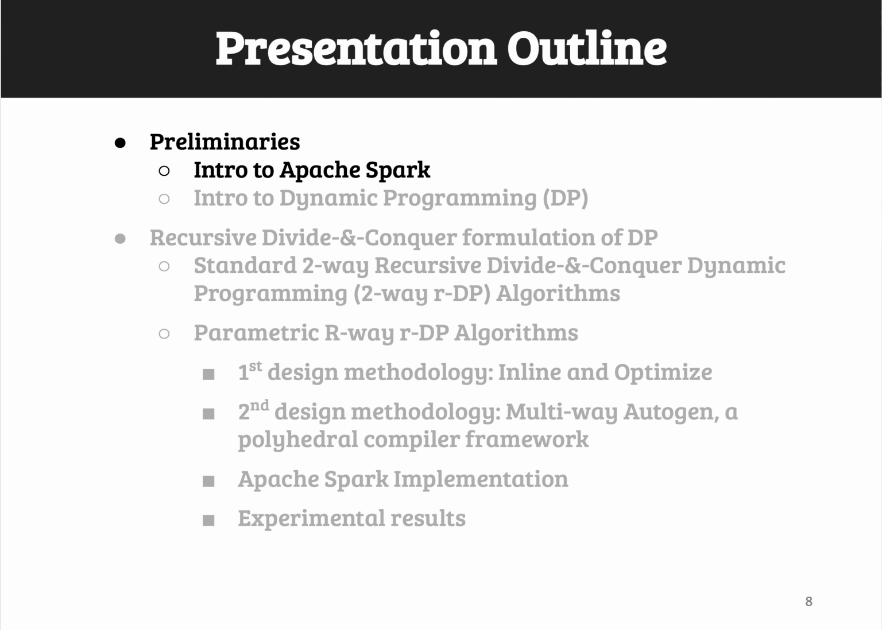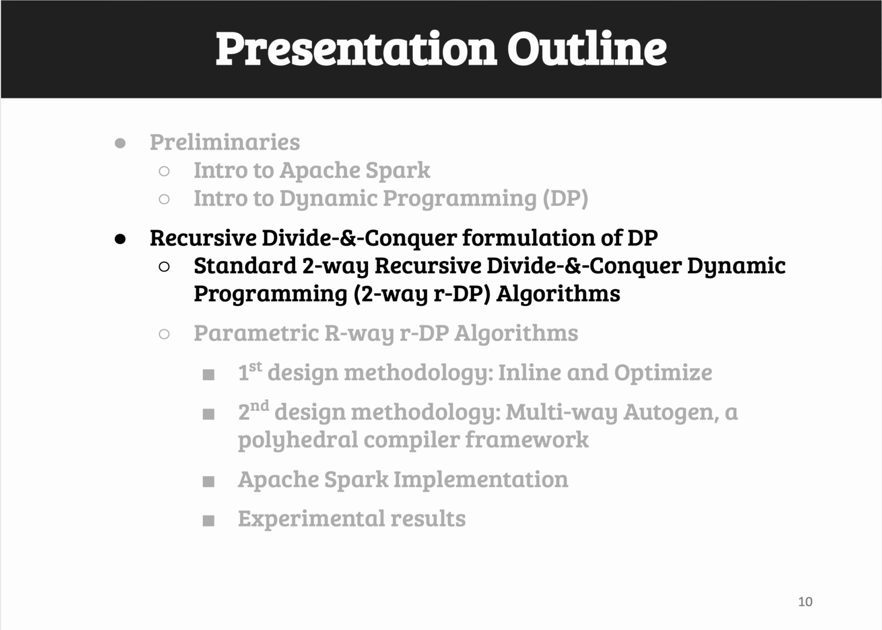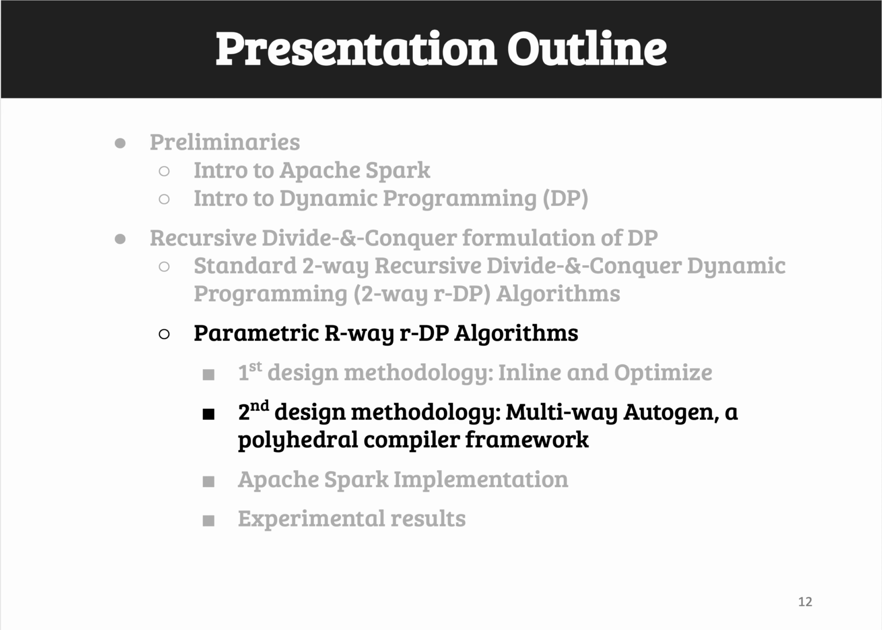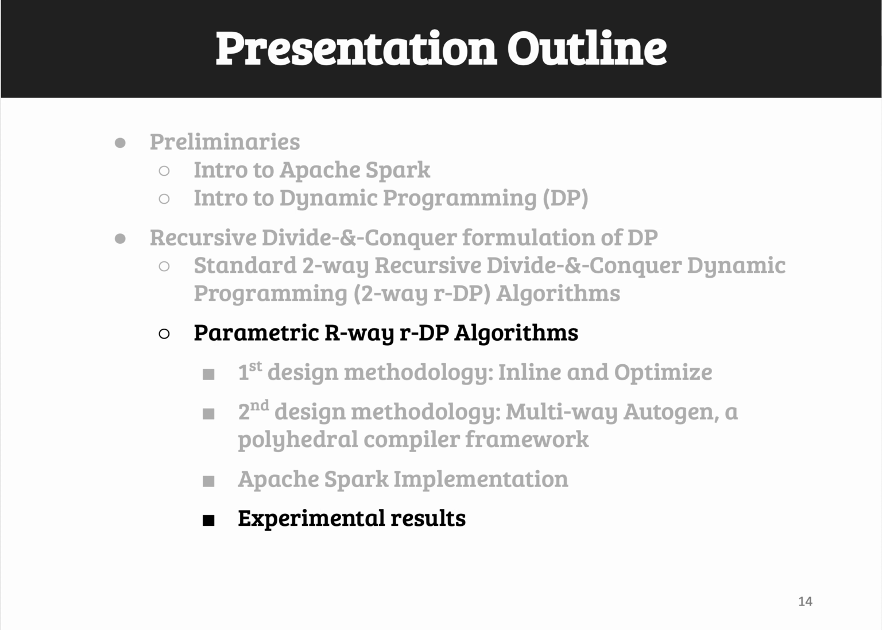In the rest of my presentation, I will have a quick introduction to Apache Spark and then dynamic programming algorithms. Then I will talk about recursive divide and conquer formulation of DP algorithms by summarizing standard two-way RDP algorithms. Then I will explain why we actually need to have more general solution, which is parametric R-way RDP algorithms. I will summarize the two design methodologies to obtain these algorithms. The first one is called inline and optimize, and the second one is multi-way autogen, which is a framework based on polyhedral compiler technology. Later, I will talk about how we can map these algorithms to Apache Spark, and finally, I will present the experimental results.